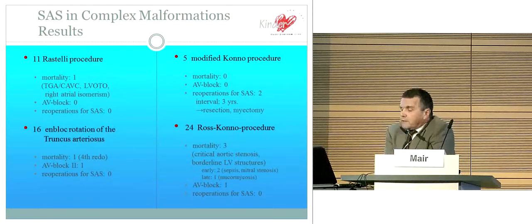So these were the results, and the most interesting thing of this presentation is, of course, the reoperation rate for subaortic stenosis. The Rastelli procedure in transposition of the great arteries with left ventricular outflow tract obstruction: we lost one patient. This was a patient with a very complex form of this malformation. He had not only transposition plus VSD, but he also had a common AV canal, left ventricular outflow tract obstruction, right atrial isomerism.